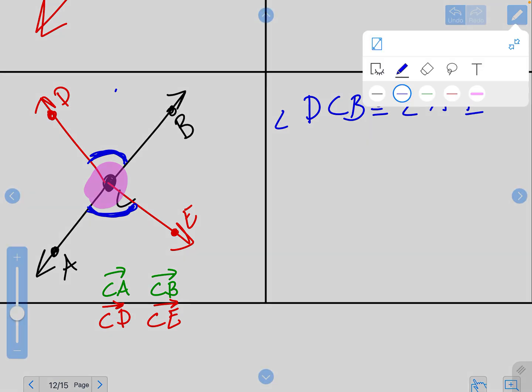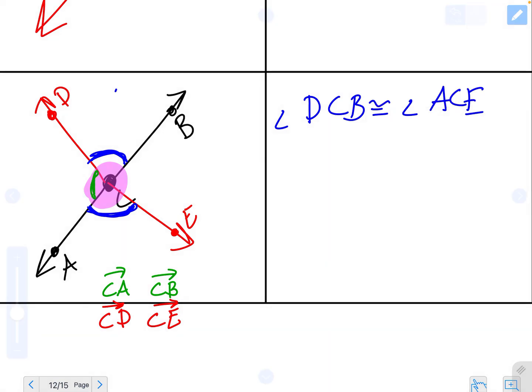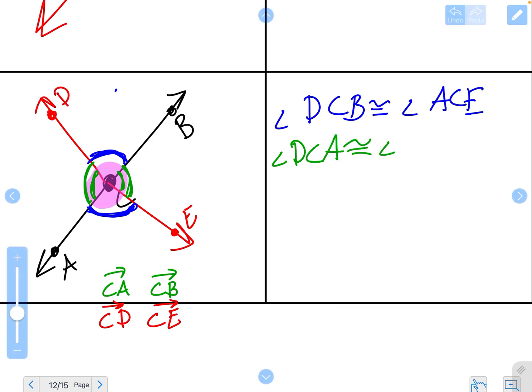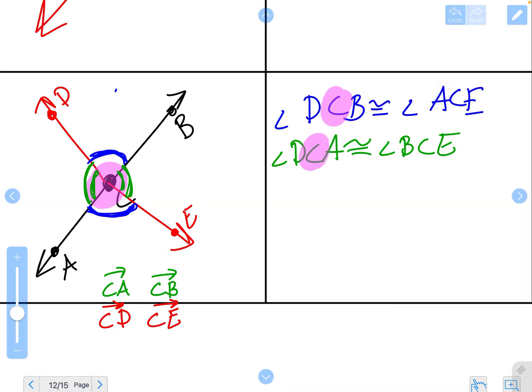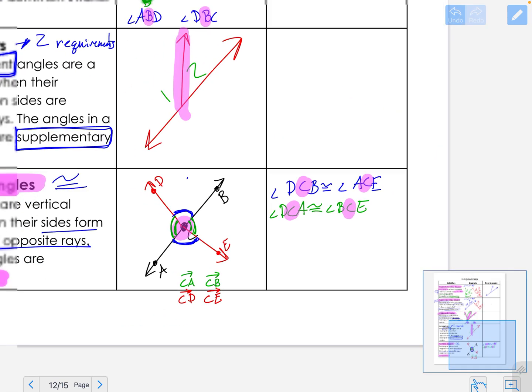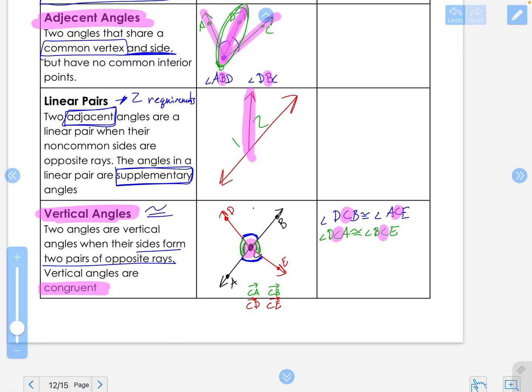What we also know is that, and I'm going to mark this with two lines to show that these are different measurements but still congruent. We also know that angle DCA is congruent to angle BCE. And so again, all four of these angles have the same vertex because those opposite rays is what gives them the same vertex, but they must be opposite. So again, come up with any non-congruent angles for your example.